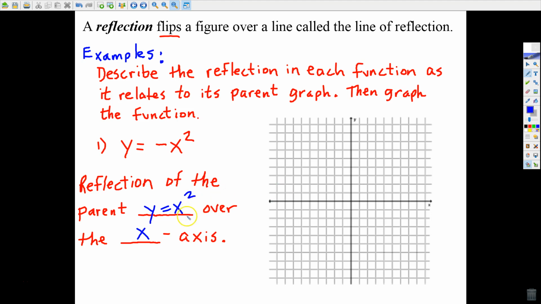So I'm going to draw the parent. You don't have to draw the parent when you do your homework. You just have to draw whatever it is that they've given you. But I want you to see the parent and the reflection together. So remember, let's just go ahead and draw y equals x squared.